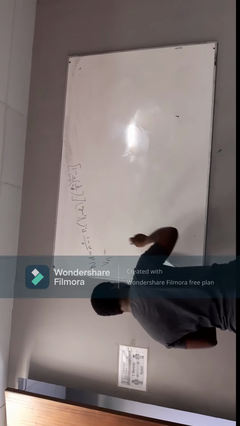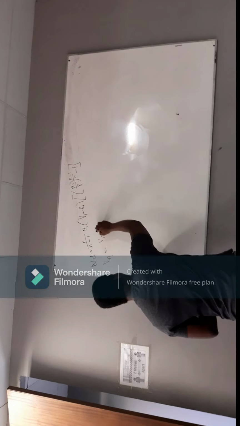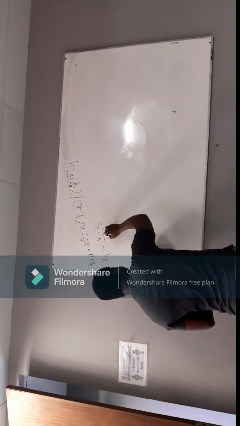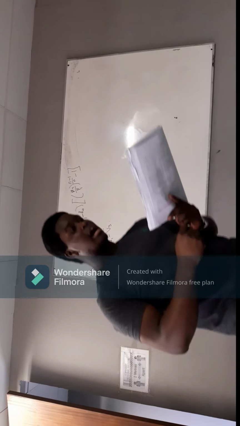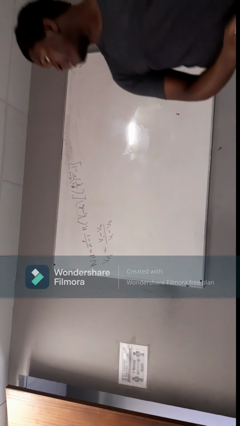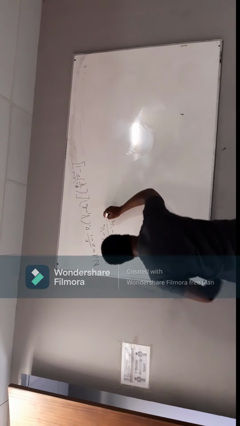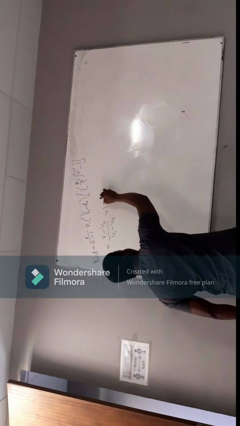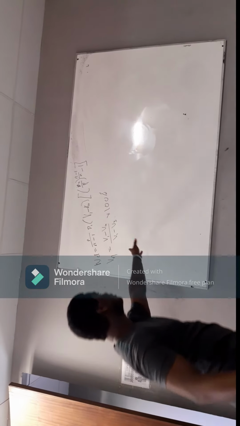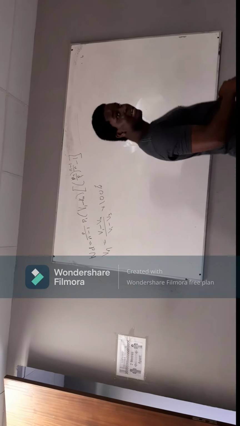Okay, next formula is volumetric efficiency. These are our two formulas: V1 minus V4 divided by V1 minus V3, multiplied by 100 to get it into percentage. If you just want it per unit, don't multiply by 100. Are we together?